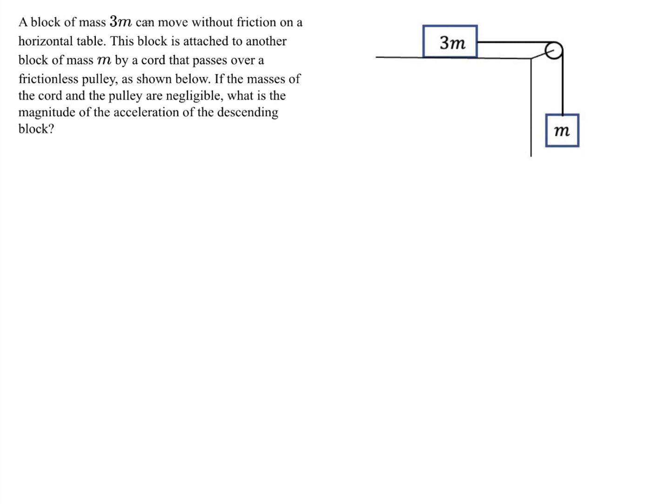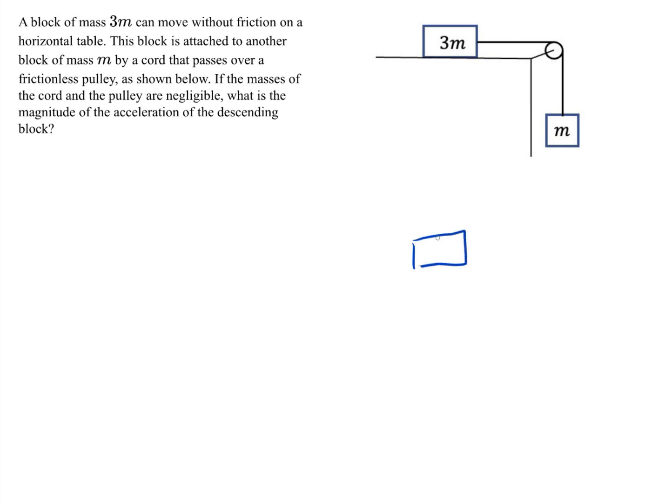A block of mass 3m can move without friction on a horizontal table. This block is attached to another block of mass m by a cord that passes over a frictionless pulley, as shown below. If the masses of the cord and the pulley are negligible, what is the magnitude of the acceleration of the descending block? So first let's draw some free body diagrams.